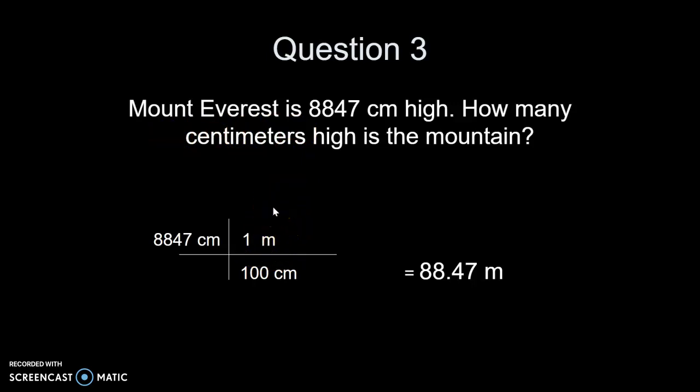Now we have to have our conversion factor. And I know, based on that conversion chart we saw earlier on, for every 1 meter, there's 100 centimeters, okay? So then if I solve this as a math problem, 8,847 times 1 divided by 100 is going to give us 88.47 meters. So we would say Mount Everest is 88.47 meters tall.